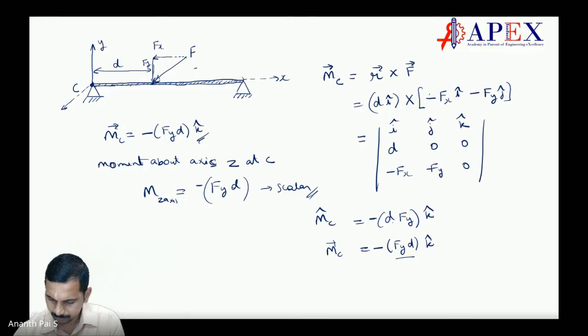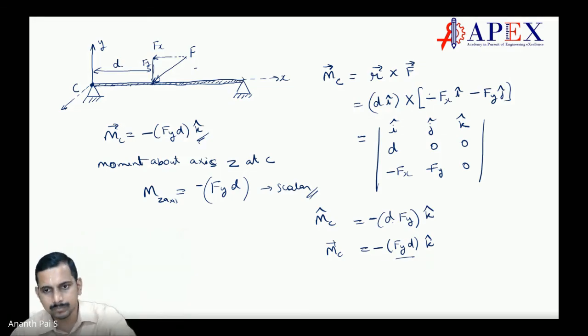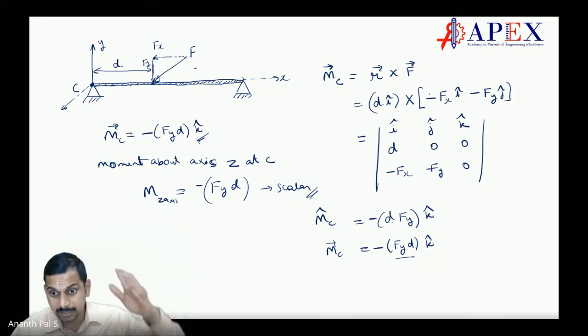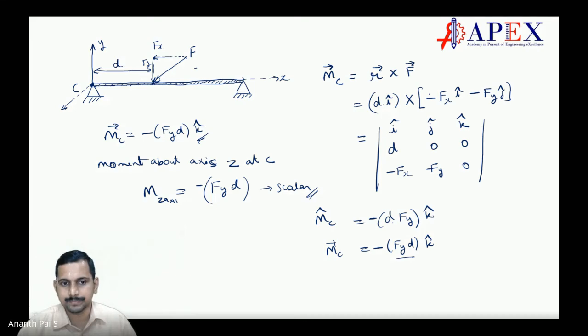Sir, I cross I is 0. Correct. Sir, here the minus sign indicates the direction, no, sir? Minus I, yes, minus K. The minus sign indicates that it is going in a clockwise direction.